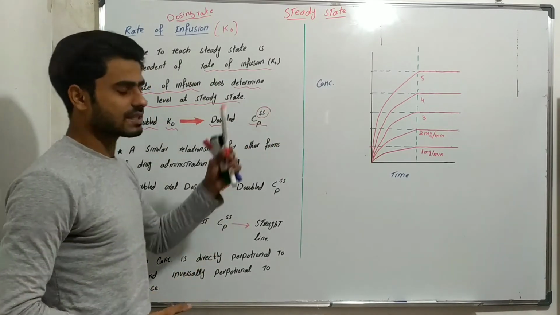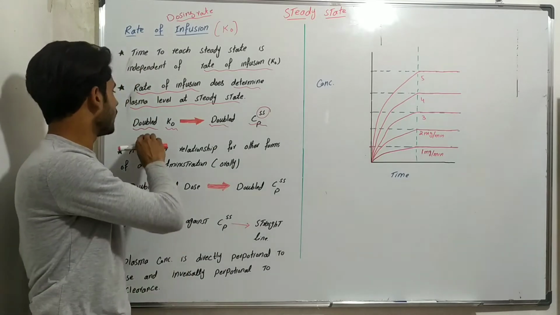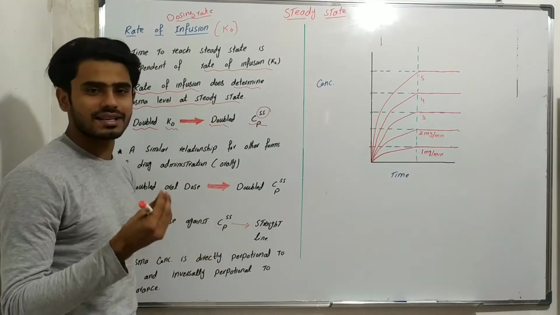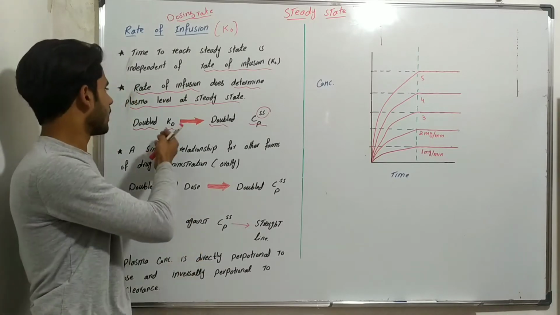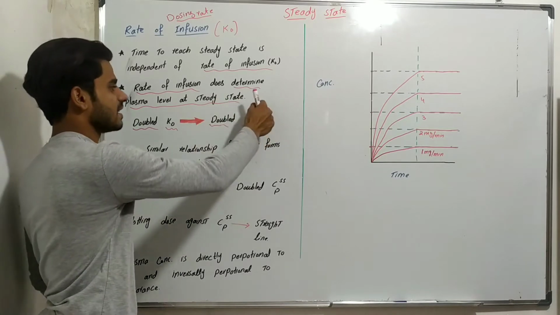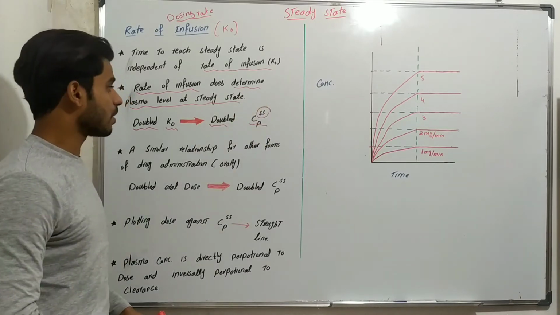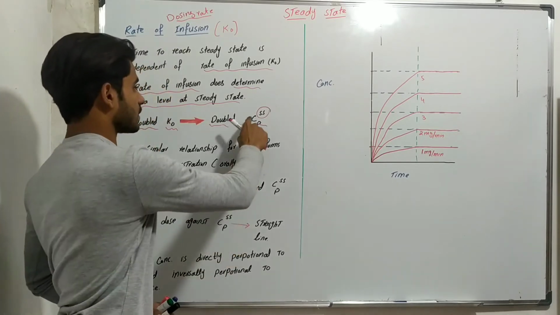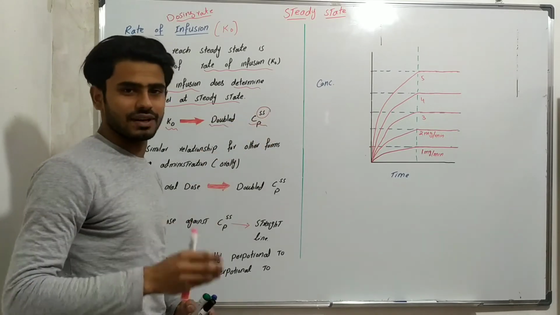Remember this concept: at steady state. If we increase the rate of infusion, then the plasma level of a drug at steady state will increase. Double the rate of infusion, double the plasma concentration at steady state. I am not saying that the plasma concentration of a drug will simply increase; the plasma concentration at steady state will increase.